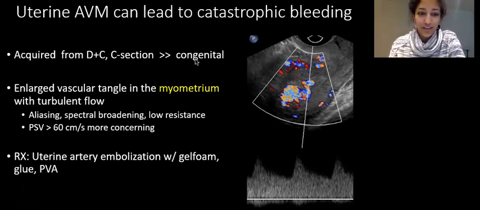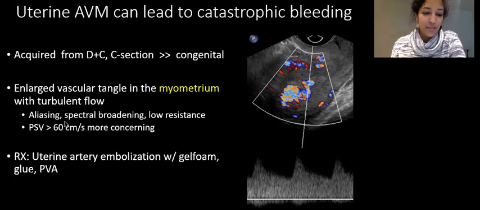More rarely you can get congenital ones. You'll see this vascular tangle that's centered more in the myometrium rather than the endometrium, as would be seen with retained products of conception. And they'll have a lot of turbulent flow. So you'll see all of that aliasing, spectral broadening, and low resistance waveforms.